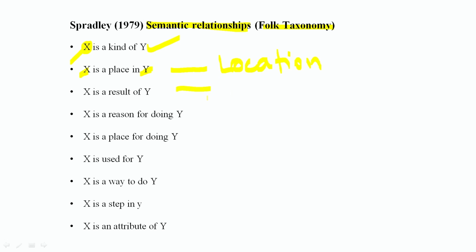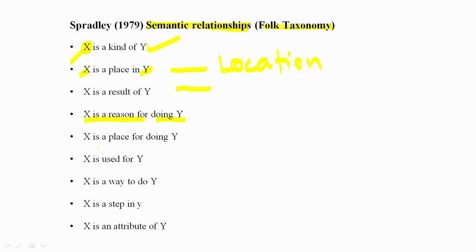Now another one, X is a reason for doing Y. Now we have taken vaccine against COVID. So why have we taken vaccine? We do not want to get infected. So vaccine is one of the solutions of not getting infected. So these examples we can identify from this semantic relationship.